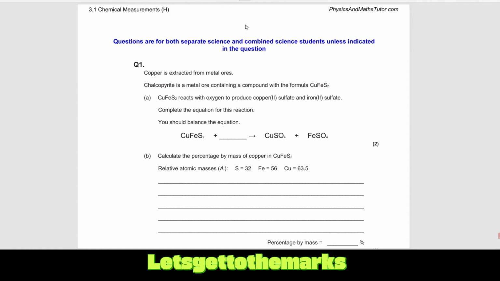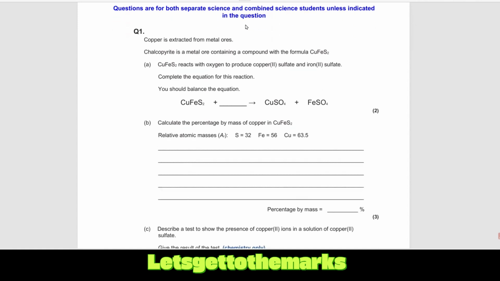You might want to grab yourself a pen and paper and a calculator, definitely, and pause the video and have a go at each question and then unpause and watch my explanation. So question one, copper is extracted from metal ores. Oh, by the way, what is this question pack about? This is called chemical measurements. You'll find the link for this in the description if you want to go check out the website.